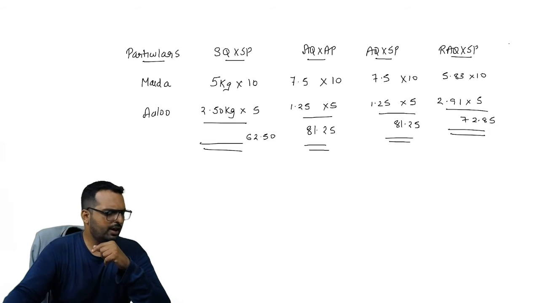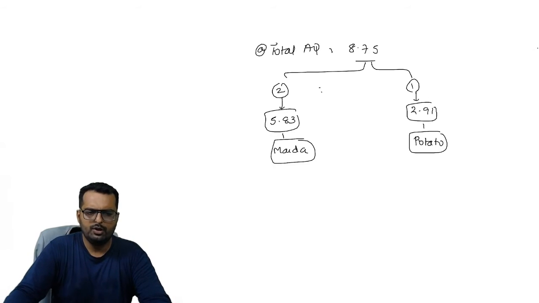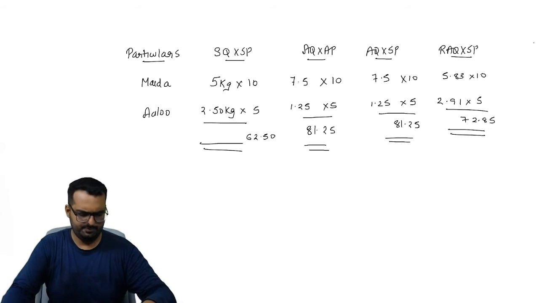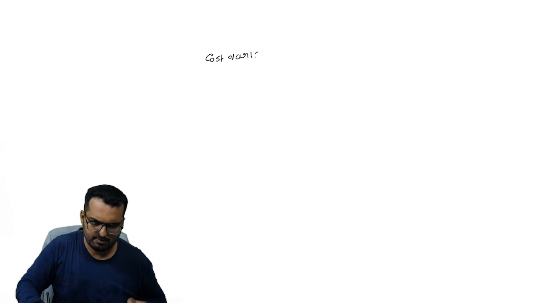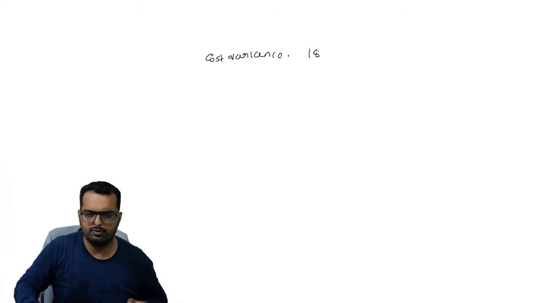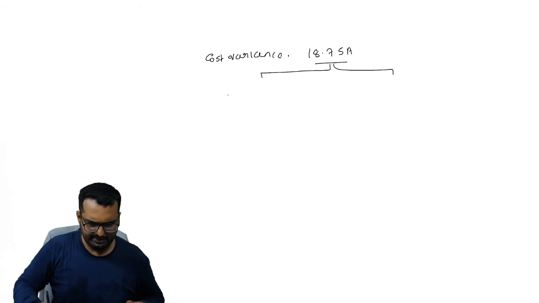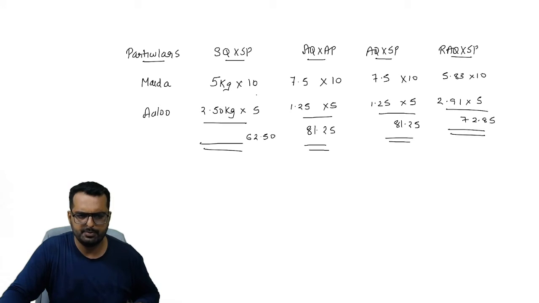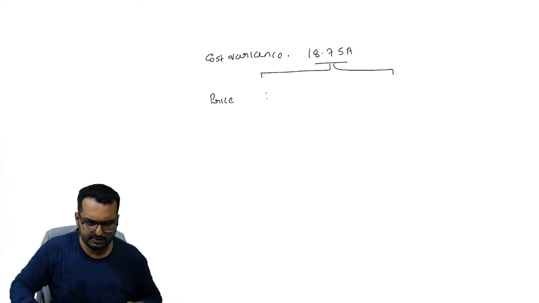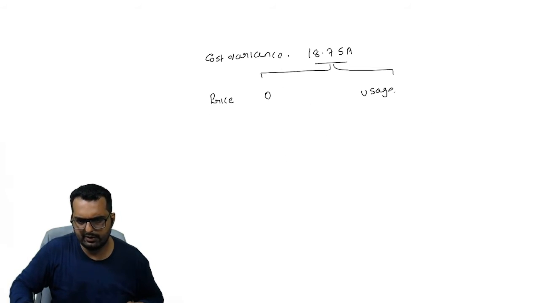All right, friends. I believe you're all done writing this. Are you done writing this also? So, what are the variances that we get over here now? 62.5 minus 81.25. Do I get the answer as 18.75 adverse? So my cost variance is 18.75 adverse. Inside this, what will I have? I will have my price variance. How much is going to be my price variance? That will be 0. Therefore, my usage variance will turn out to be 18.75.